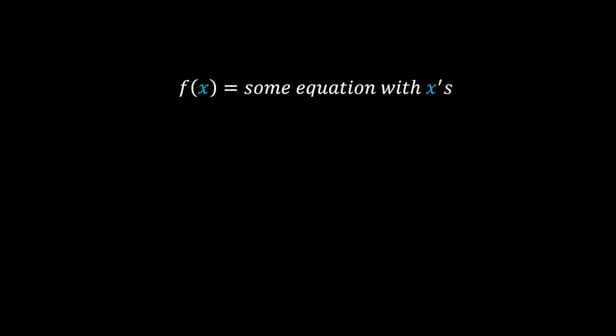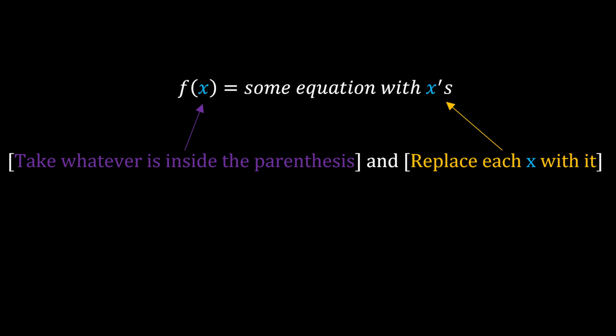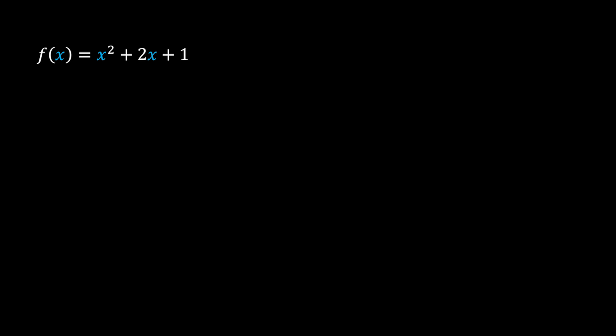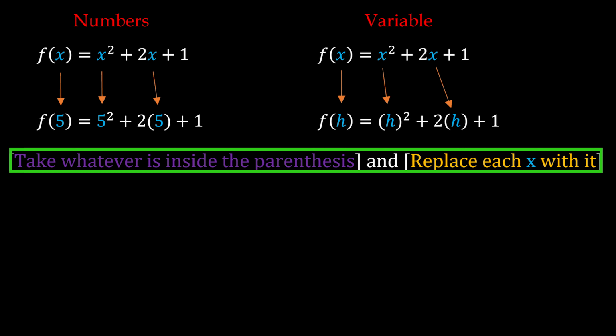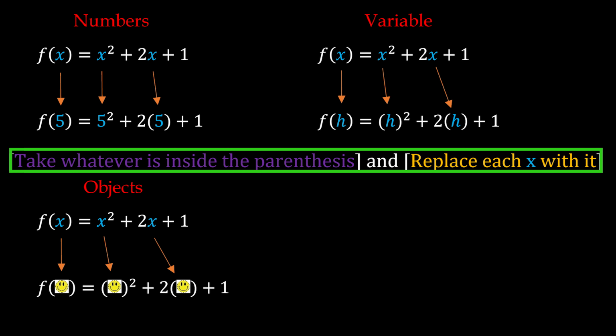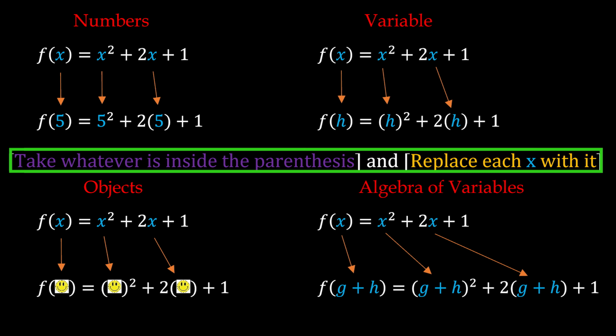One thing that students struggle with is the concept that whatever is inside the parentheses of our function is what we plug in on the right side of the equation. For instance, if I had a function that looks like this, I can plug in any number that I want. I can plug in any variable that I want. I can plug in any object. And I can plug in any combination of variables that I want.